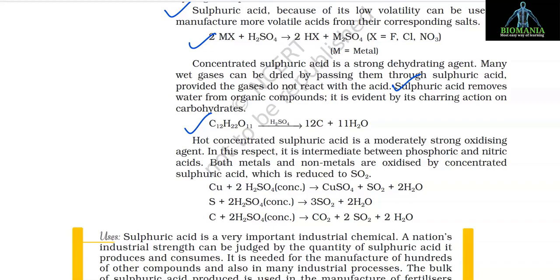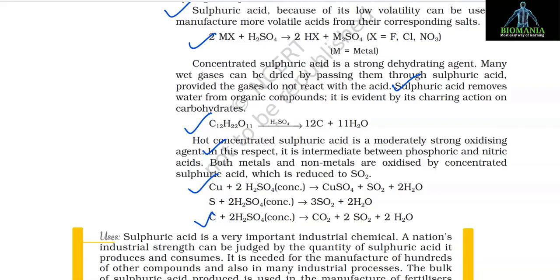Hot concentrated sulfuric acid is a moderately strong oxidizing agent. In this respect, it is intermediate between phosphoric and nitric acid. Both metals and non-metals are oxidized by concentrated sulfuric acid, which is reduced to SO2. Cu plus 2H2SO4 (concentrated) gives CuSO4 plus SO2 plus 2H2O. Sulfur plus 2H2SO4 (concentrated) gives 3SO2 plus 2H2O. And carbon plus 2H2SO4, again concentrated, gives CO2 plus 2SO2 plus 2H2O.